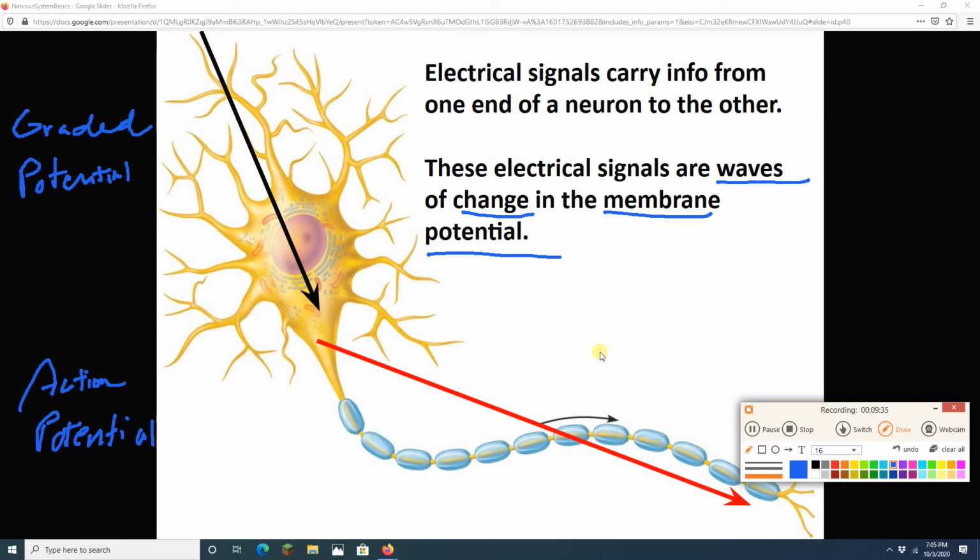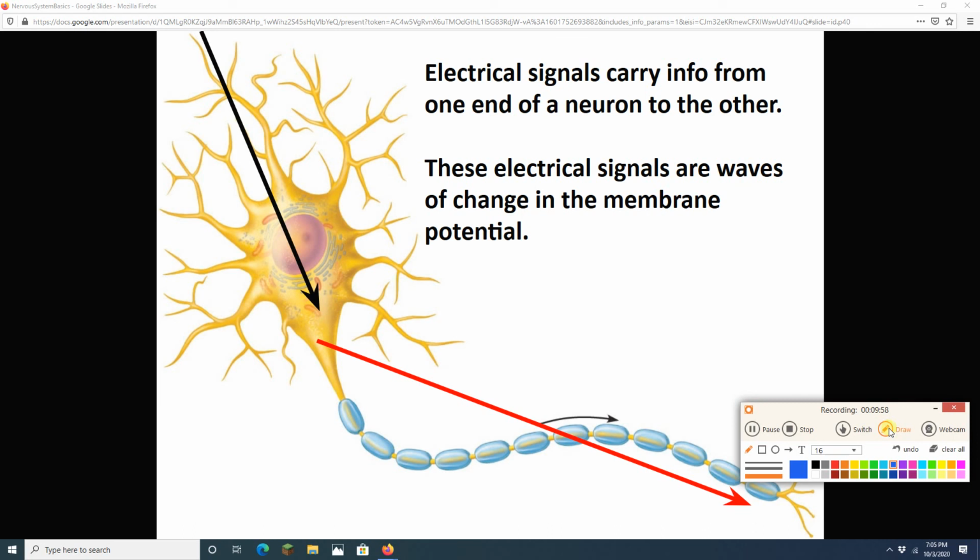All right. Two types of electrical signal that we're going to deal with in our neuron. One in the dendrites and the soma, that's called a graded potential. One in the axon, that is called an action potential. Okay, good.